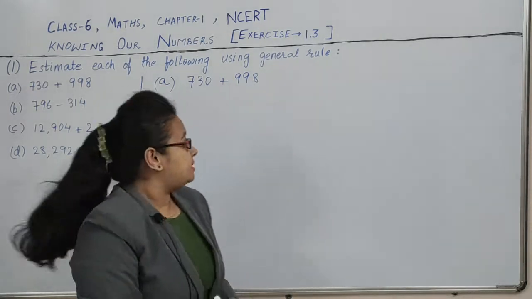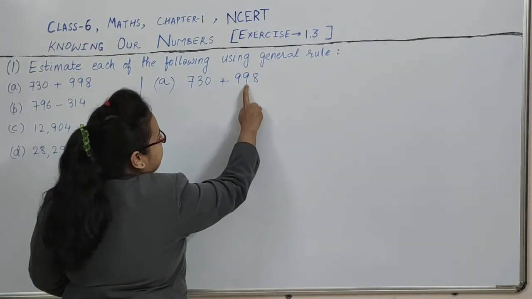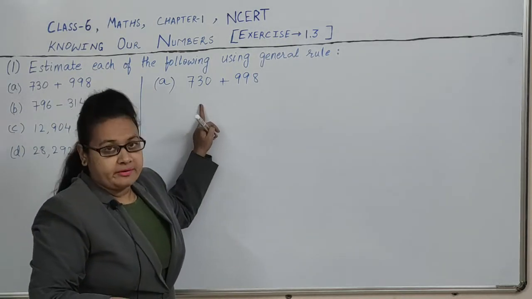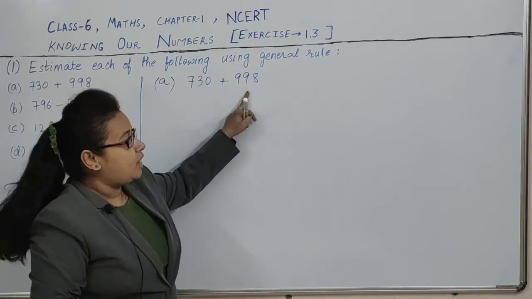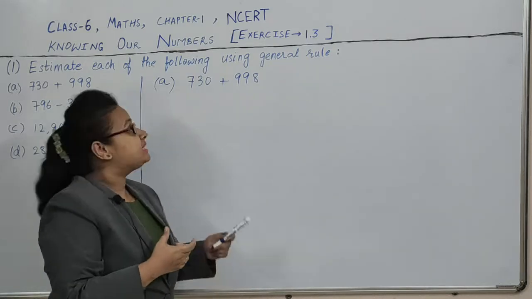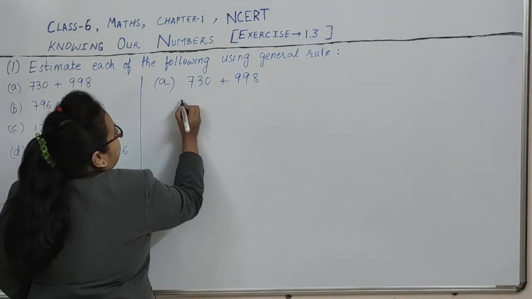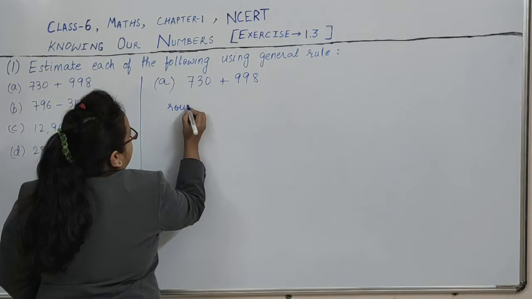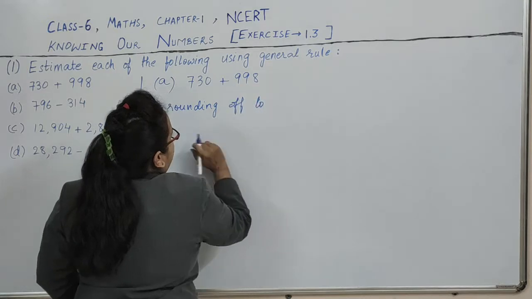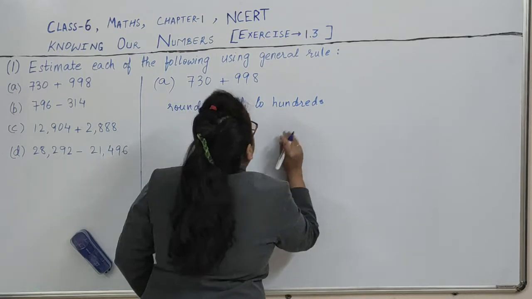Question A is 730 plus 998. Both these numbers are in hundreds, tens and ones. So we will round off these two numbers to the hundreds place and then add the rounded off numbers. The sum of those rounded off numbers will give the estimated sum of these two numbers. So let us start the solution. Rounding off to hundreds is the general rule. Both are in hundreds, so we will round off to hundreds.